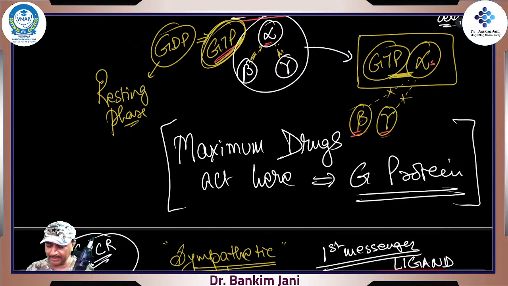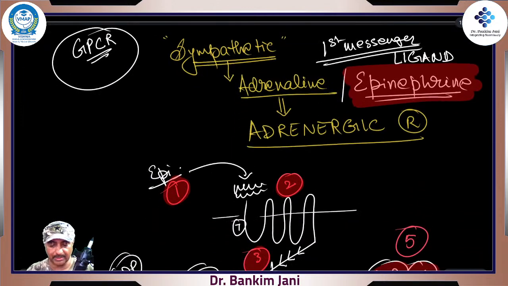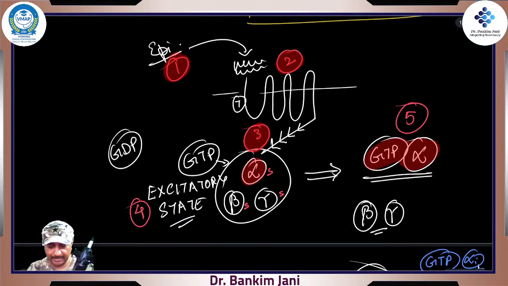Maximum drugs are acting over here, that is the G protein. Sympathetic, right, when it is like epinephrine, it sends the message from outside, so that's why that ligand is called the first messenger, and that's the adrenergic receptor which is working on it.